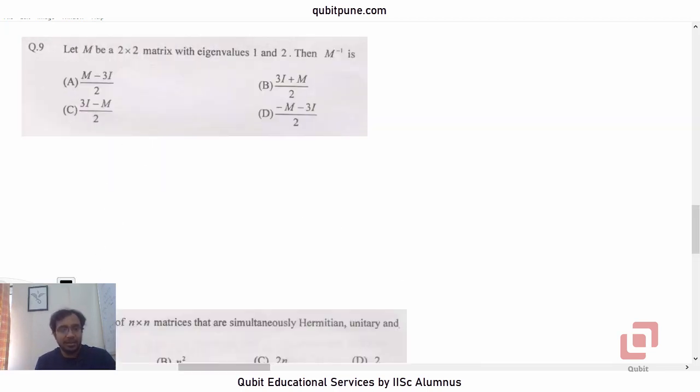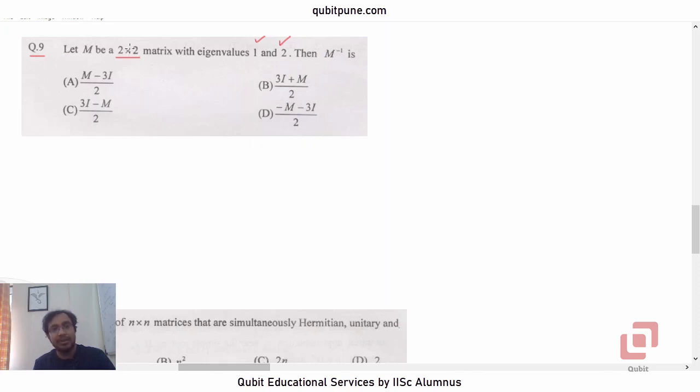Next is question 9, based on the Cayley-Hamilton theorem. Let M be a 2 by 2 matrix with eigenvalues 1 and 2, then M inverse is, and we have 4 options. The moment you see the appearance of the matrix itself and the identity matrix, you have to guess that it has to be a problem on Cayley-Hamilton theorem, because Cayley-Hamilton theorem is one of the techniques to evaluate the inverse of a matrix.